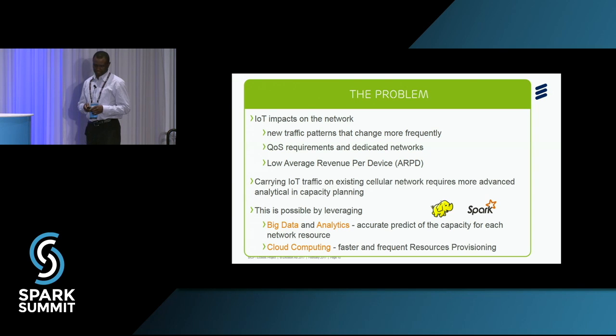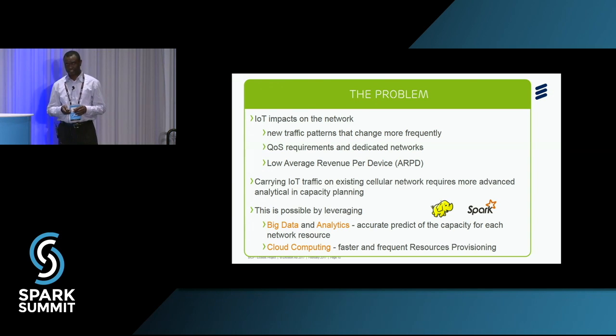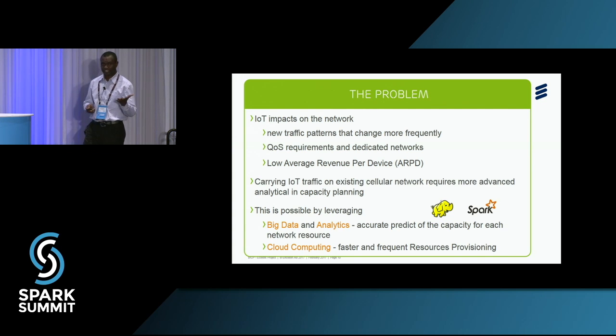Okay, and the average revenue per device in IoT is still too low to justify investing in a dedicated network. So what we're trying to do in this research is to be able to carry the IoT traffic over existing communication networks. So this implies developing advanced analytics to manage these different traffic requirements. And this is possible today thanks to new technology like big data and analytics, and also cloud computing, which enables deploying resources faster and upgrading more frequently than before.